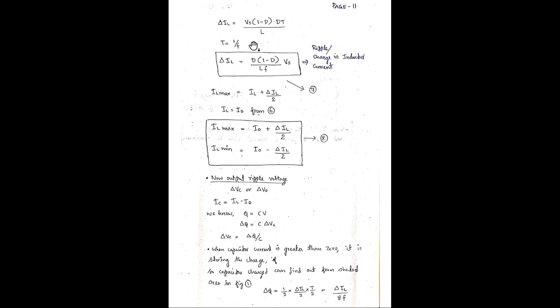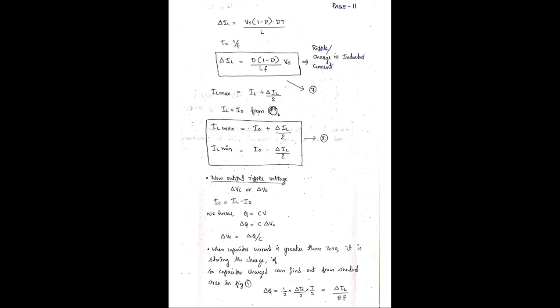Here T can be written as 1 by f, the frequency. The inverse of frequency is the time period. So del IL will be equal to d into (1 minus d) divided by L f into Vs. This is the ripple or change in the inductor current, which is equation number 7.